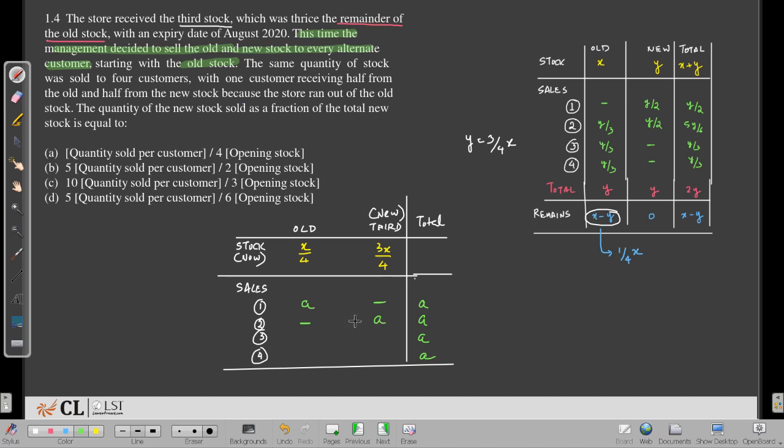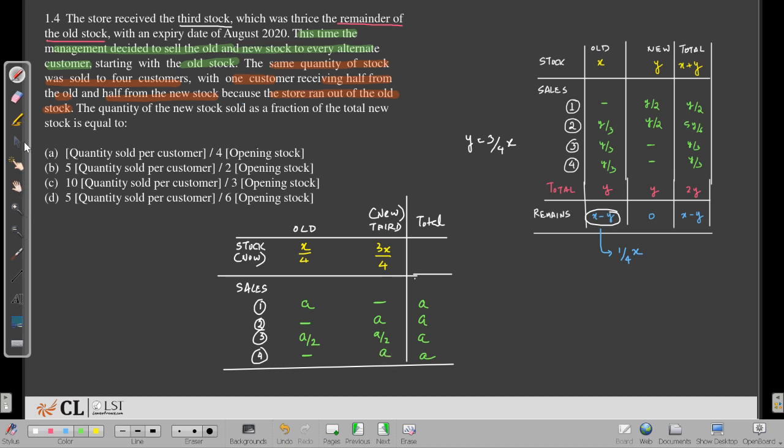Let's look at what has happened with the third customer, with the same quantity. The important thing here is to deal with this particular sentence, so let's understand what it is. The same quantity of stock was sold to the four customers, with one customer receiving half from the old and half from the new stock, because the store ran out of the old stock. The store would have run out of the stock with the third customer. That customer received half from the old and half from the new, so the total was A. So this would be A by 2, and this will be A by 2. And the next customer would have received A.